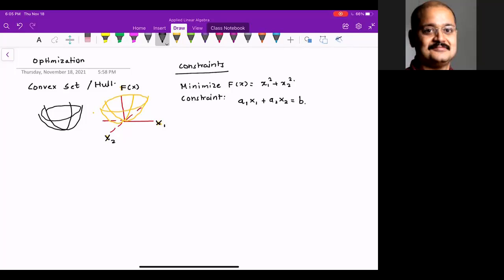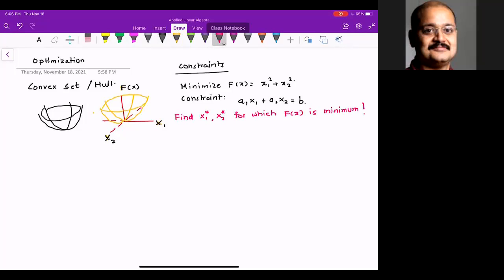So what that means is, here is the problem. I want to find the values. This is how the problem will be stated. Find x1 star and x2 star, these are the values for which f of x is minimum. So this is the problem that we want to solve.